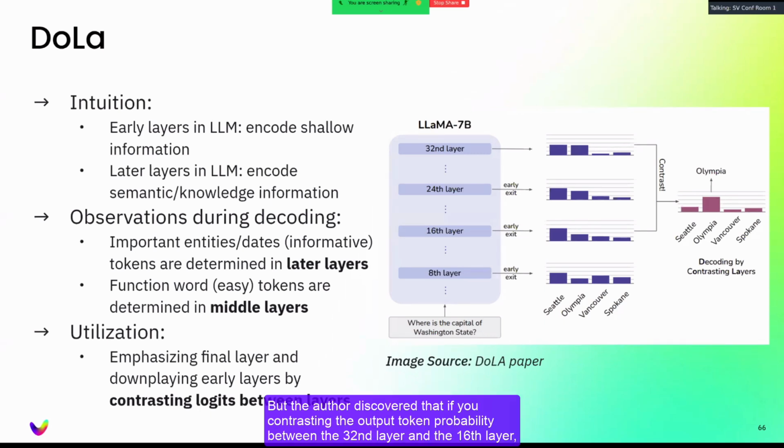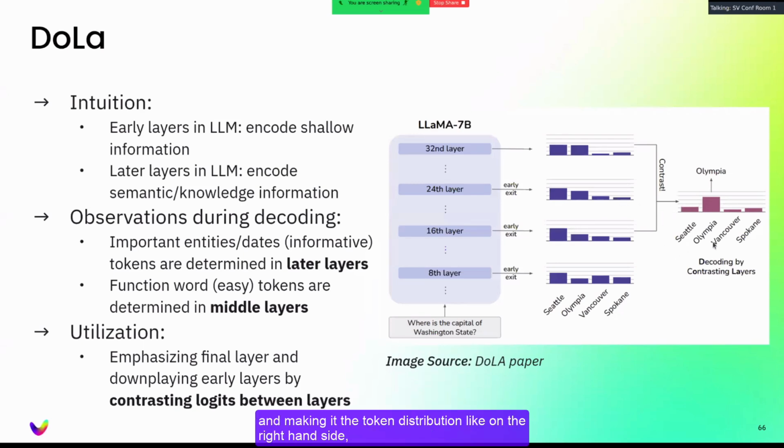But the authors discovered that if you contrast the output token probability between the 32nd layer and the 16th layer, and make it the token distribution on the right-hand side, you can see that the wrong answer, Seattle's, probability goes down. The correct answer, Olympia, becomes the only top choice for the next token. So that's the intuition and the principle behind this paper.